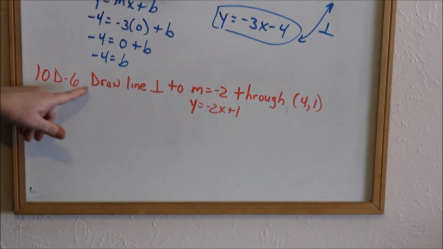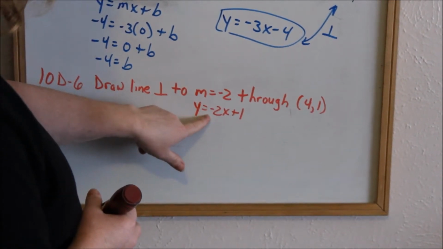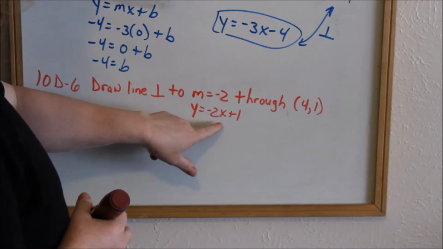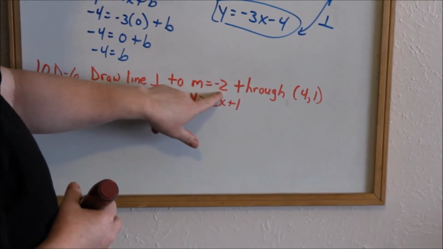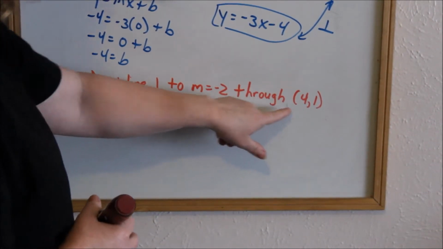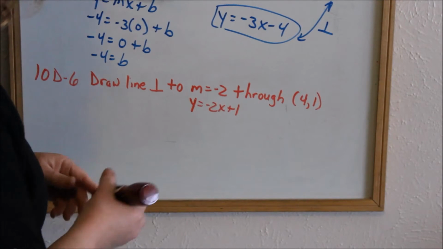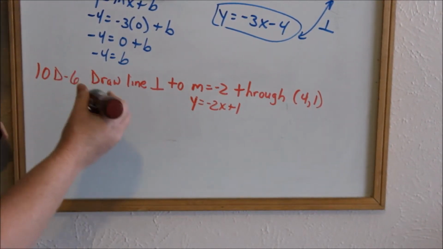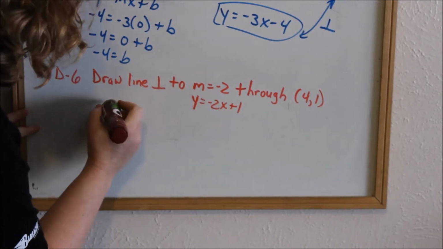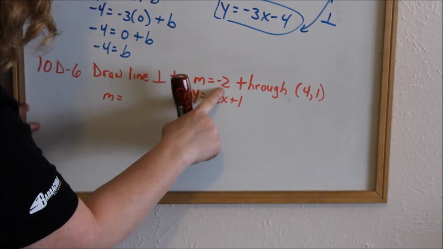Okay, look at 10d6. It says draw a line perpendicular to this line right here. We want to be perpendicular to y equals -2x plus 1. So we want to be perpendicular to a slope of -2. And we're going to go through this point. So if we want to be perpendicular to -2, we have to have opposite reciprocal slopes. Means we have to have the opposite sign. This is negative, so our new slope is going to be positive, and we want the reciprocal of 2.